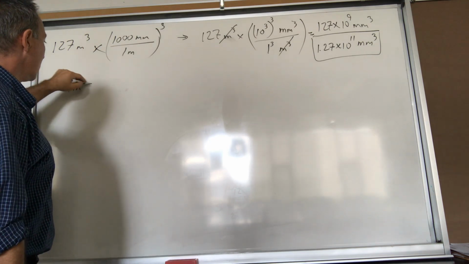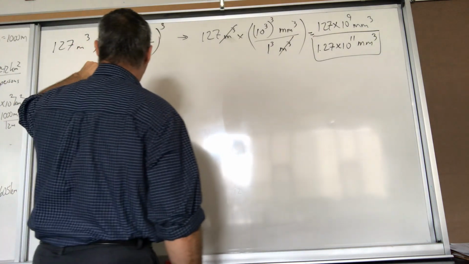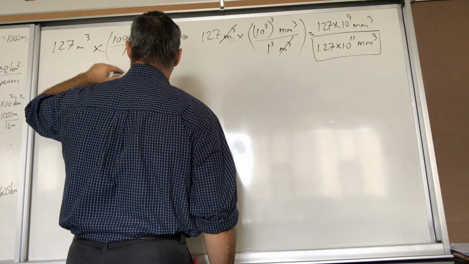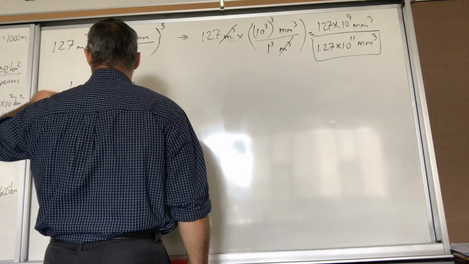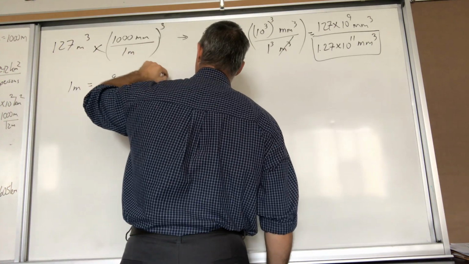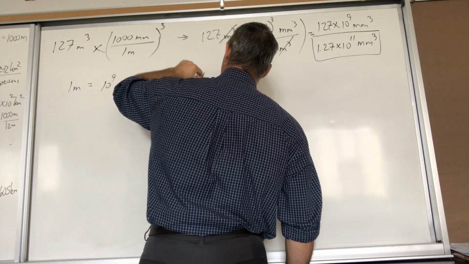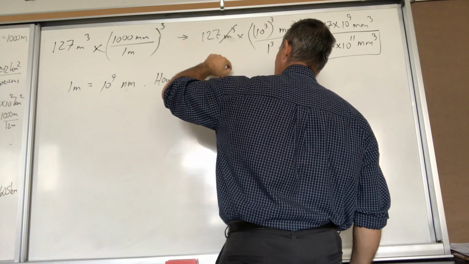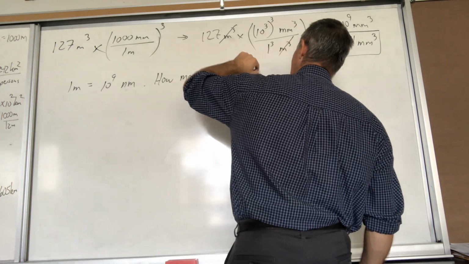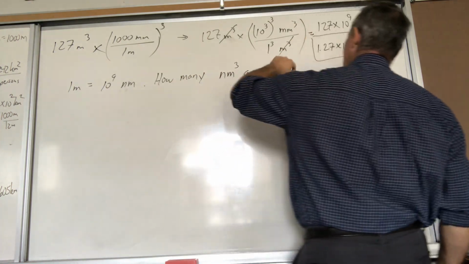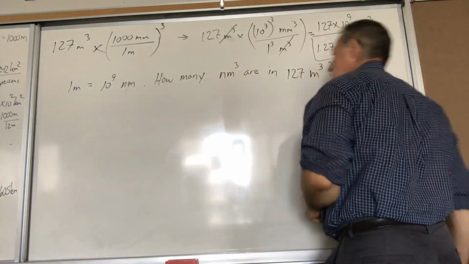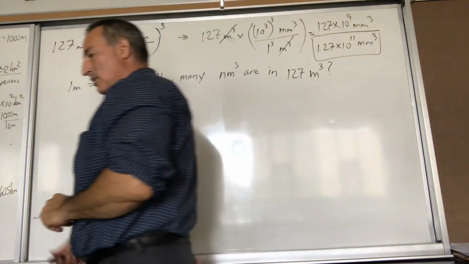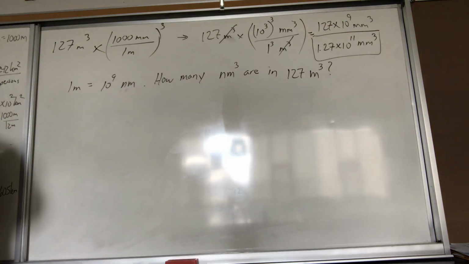1 meter is equal to 10 to the power of 9 nanometers. So how many cubic nanometers are in 127 meters cubed? All right, just use the same technique. You won't even have to use a calculator to solve it.